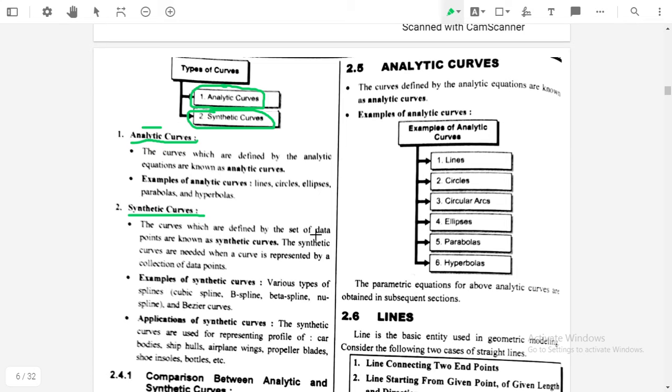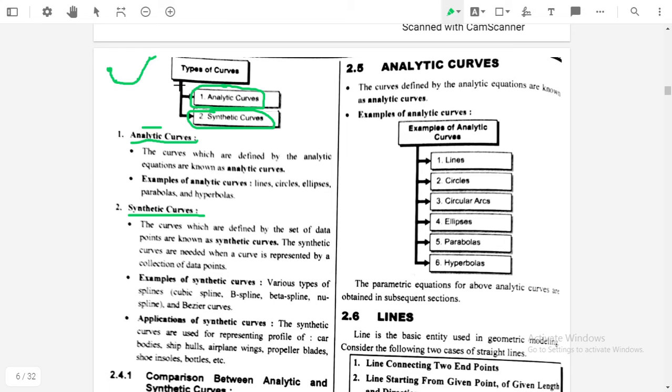The curves which are defined by sets of data points are known as synthetic curves. Suppose here is one point, here is another point, and another, and another. The curve which is passing through all these data points is called a synthetic curve. In a synthetic curve, the curve is not defined by some equation, but by sets of data points.